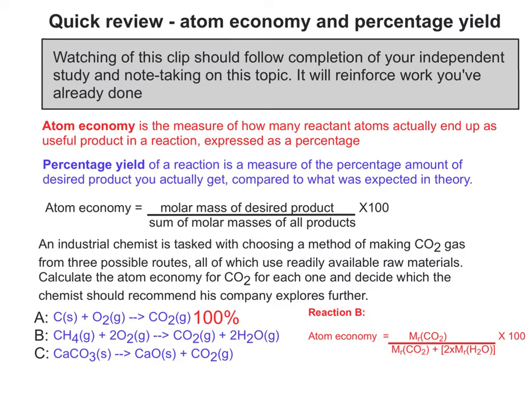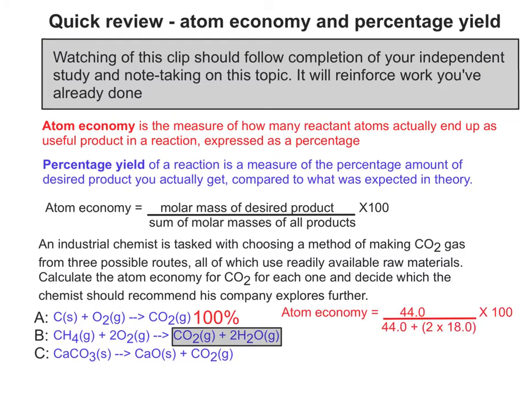So for reaction B, to work out the atom economy, you have to take the MR of CO2, which is our desired product, and divide it by the total of all the products. Now there's 2 moles of water and there's 1 mole of CO2, as I've highlighted. So what we do is we multiply the MR of H2O by 2 because there's 2 moles of it in the product side of the equation.